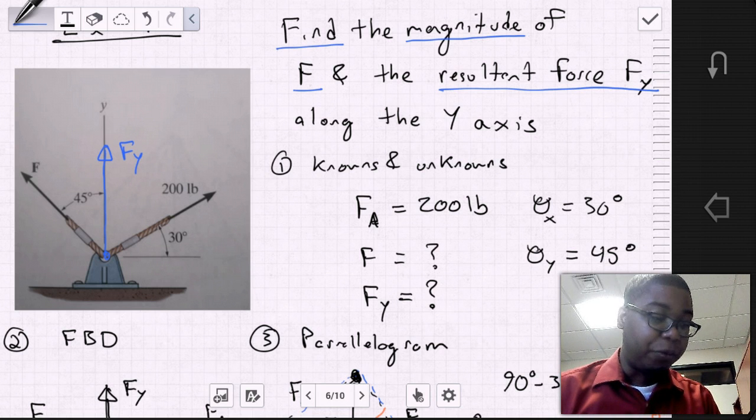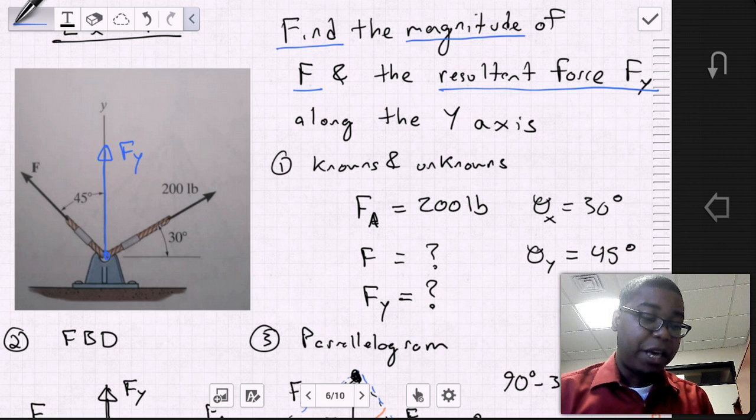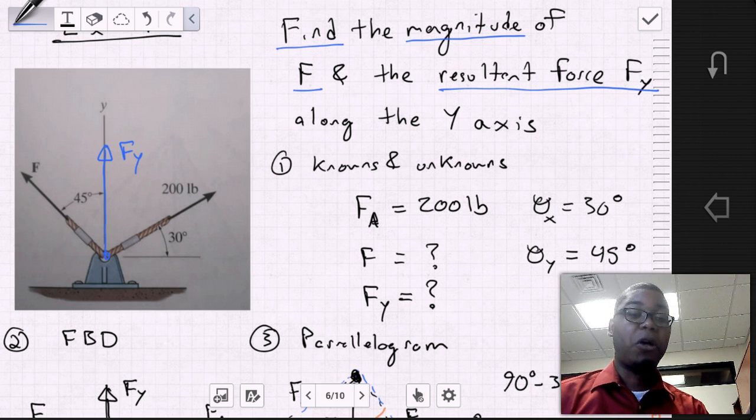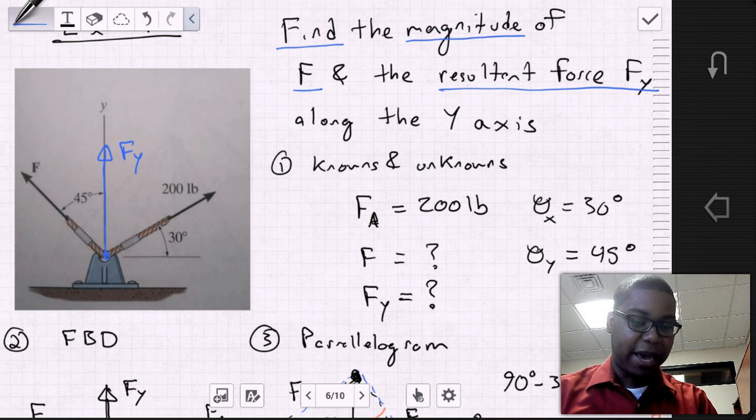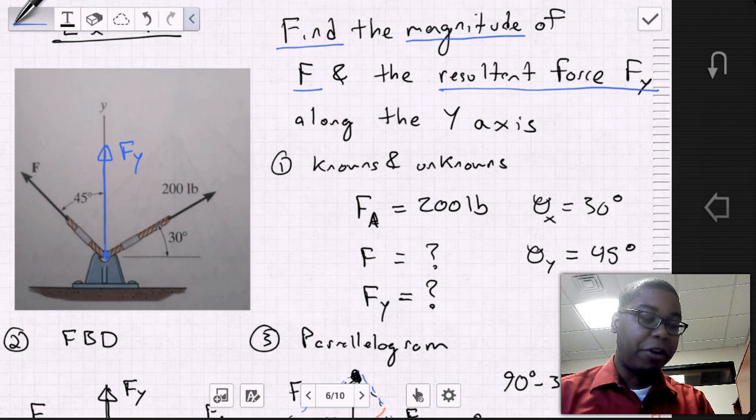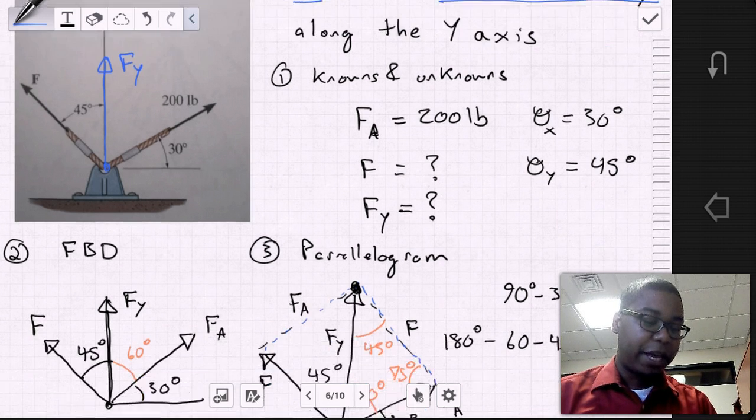Then we have this force vector F, which is unknown, and it has an angle relative to the y-axis of 45 degrees. And then we have this force vector Fy, which is directed along the y-axis. So our unknowns in this case are the magnitude F and Fy. So now that we've done that, we need to take our diagram and idealize it. So let's go ahead and create our free body diagram.